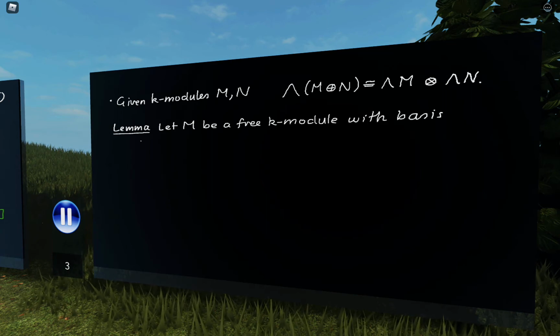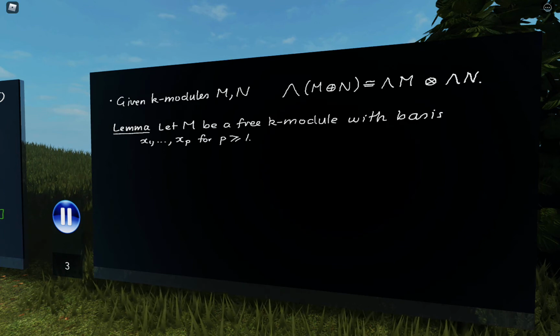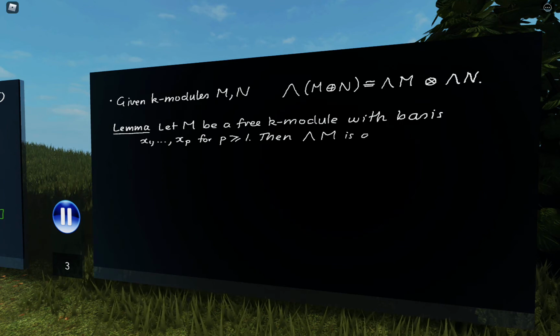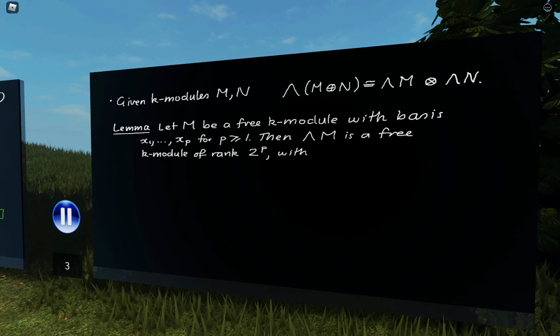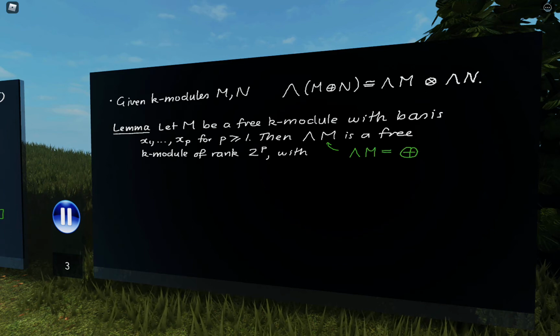So suppose we have a free K-module M with basis x1 through xp. Then the exterior algebra is a free K-module of rank 2 to the p, so we denote the graded pieces of the exterior algebra by putting a superscript on the wedge.